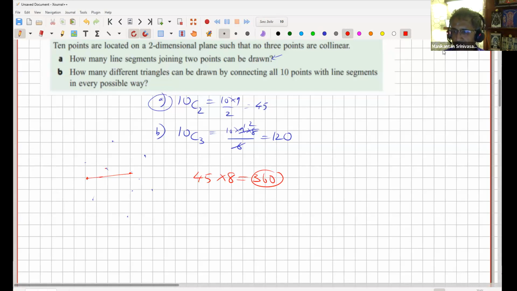You understand the confusion? I'm planting a confusion for you to justify why this is wrong. Back to what Suhani was answering in part A, she picked any 2 points in 45 ways. Having done that, she picks a third point. There are 8 more points left, 1, 2, 3, 4, 5, 6, 7, 8. She can end up choosing, let's say, this point, and this is the triangle. She completes it. So 45 into 8 is 360. Why are we getting two inconsistent answers?